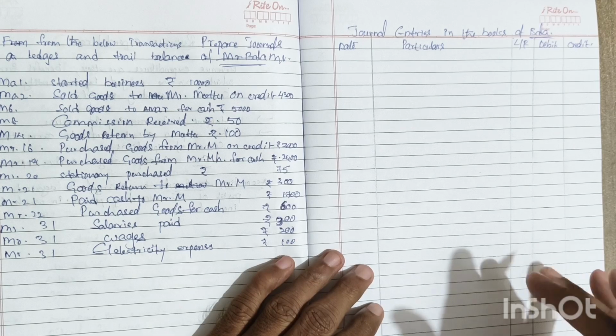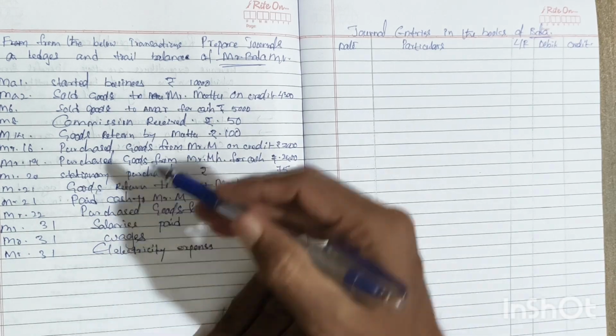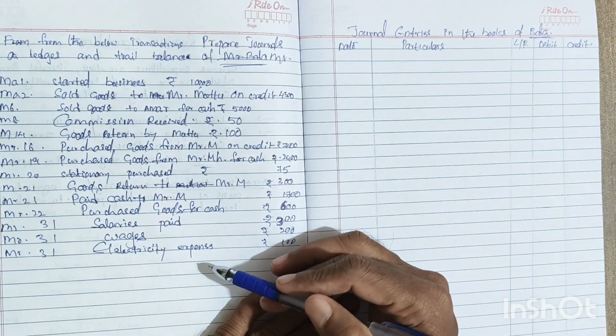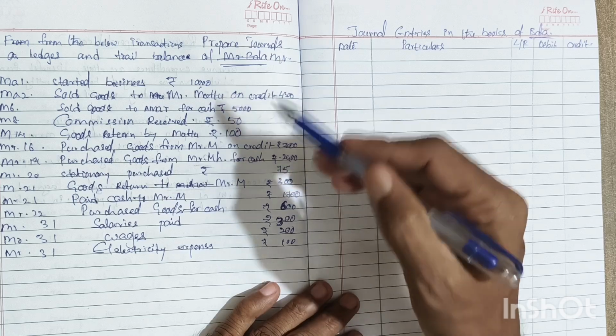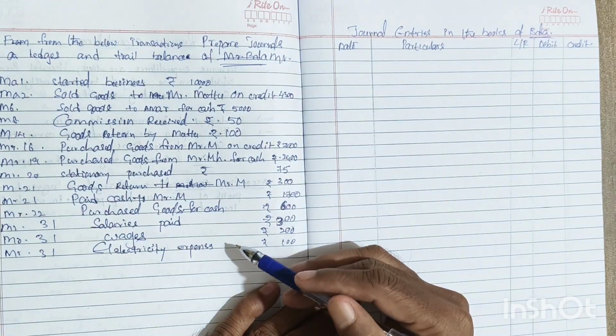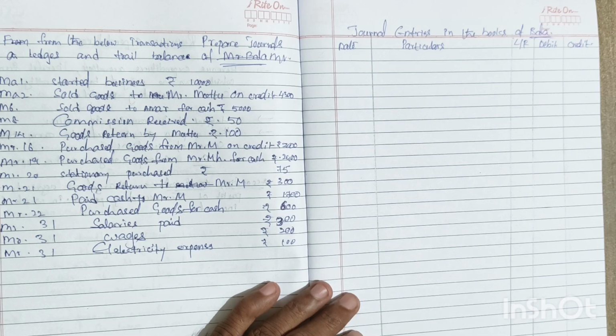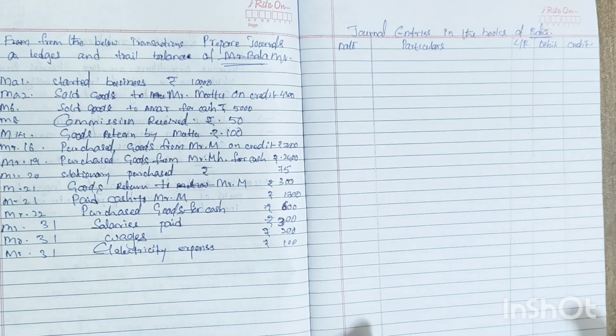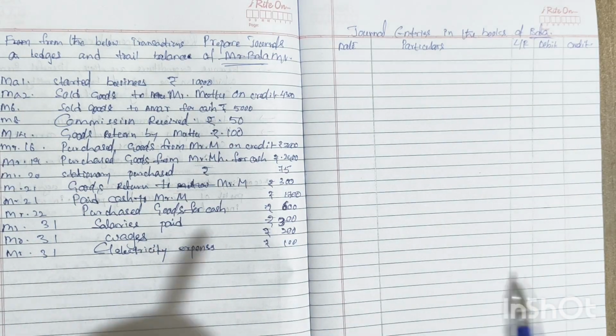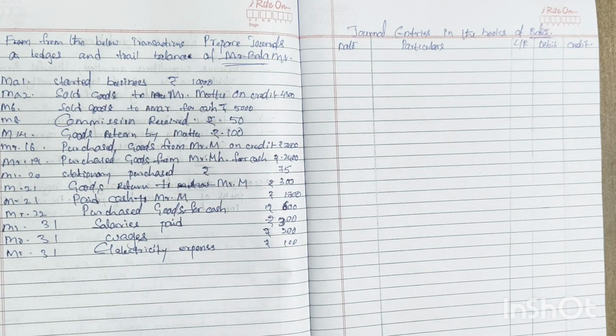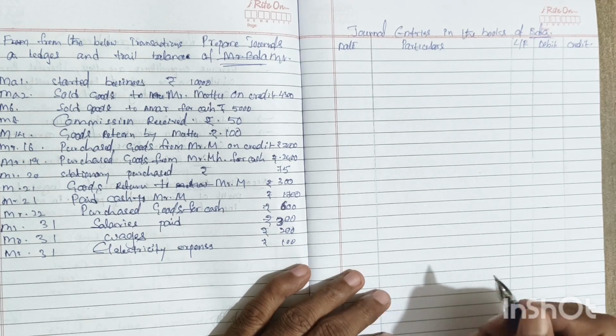Okay, let's start. I have these many transactions, which are the best examples to write the journal entries, then ledgers, and then post to the trial balance. I'll explain all three different concepts in three different videos. Please do watch all three videos. Okay, let's write the journal entries.